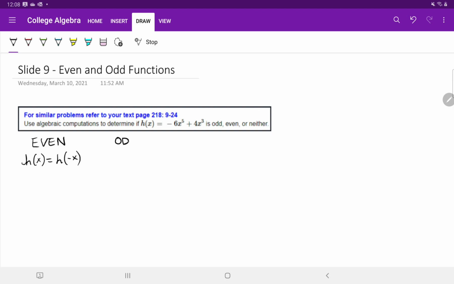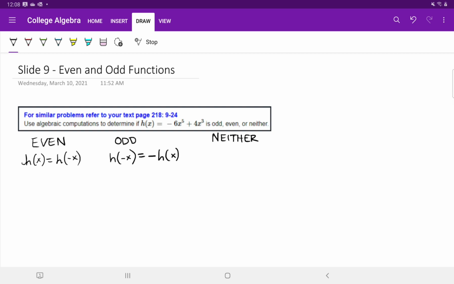For our function to be odd, you would need h of negative x to be equal to negative h of x. And if neither of these are true, if it's neither even nor odd, then our function could just be classified as neither. So let's test these.